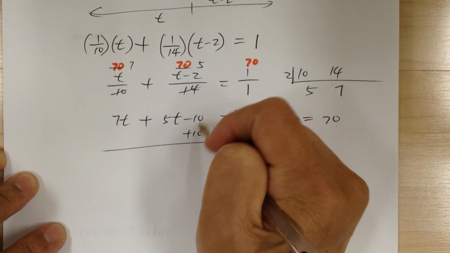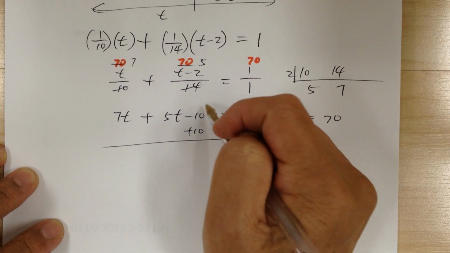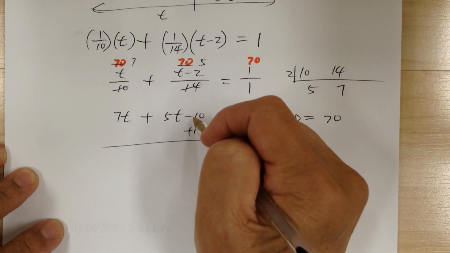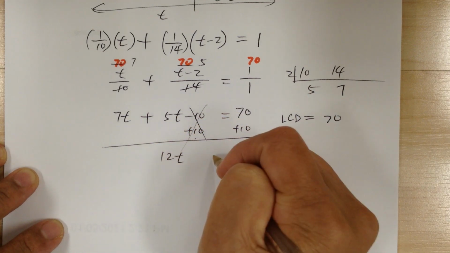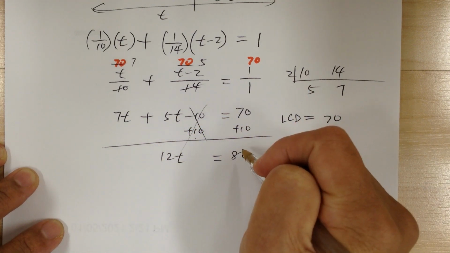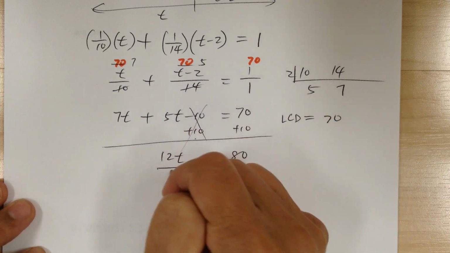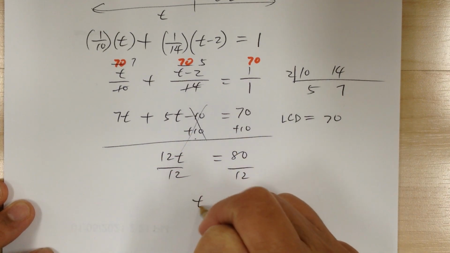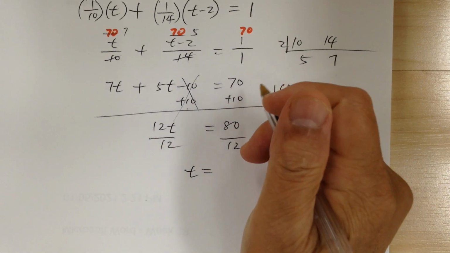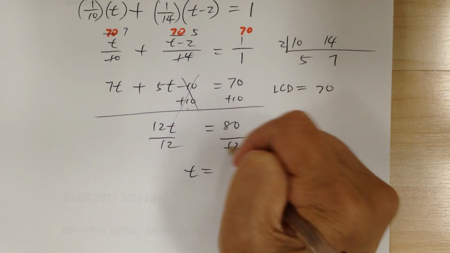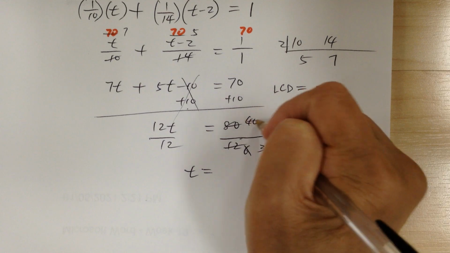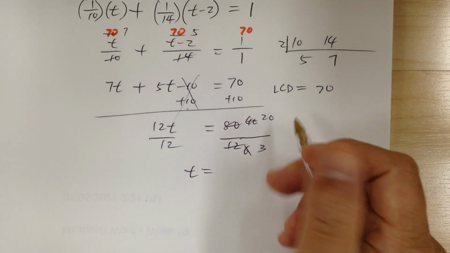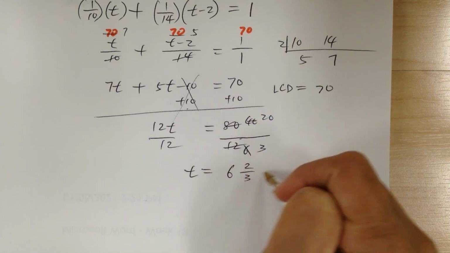Okay, so again, you want to write down what you're going to do and then do it. That will help you to visualize. Negative 10 and positive 10 cancel out, right? So you're going to get 12t equal to 80. Divide by 12, so t equals 80 over 12. If you simplify, this can reduce by 2, you get 40 over 6, reduce by 2 again, you get 20 over 3. So you're going to get 6 and 2/3 hours.